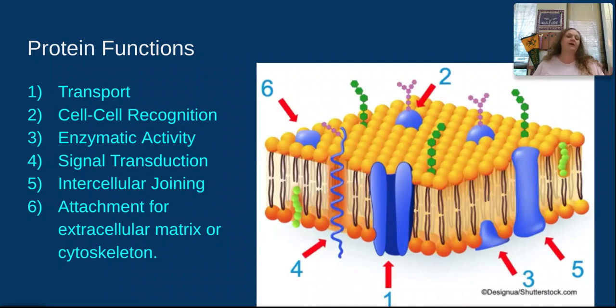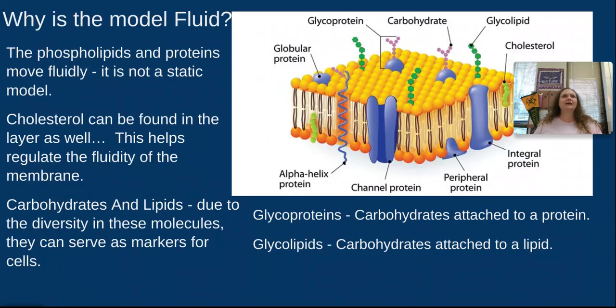And so to start with, we've got transport, and that's transport into or out of the cell. Cell-to-cell recognition. Cells actually have to recognize each other, and this is part of how your immune system works. Enzymatic activity, signal transduction, that's cells communicating with one another, intercellular joining, or the attachment for extracellular matrix or the cytoskeleton.